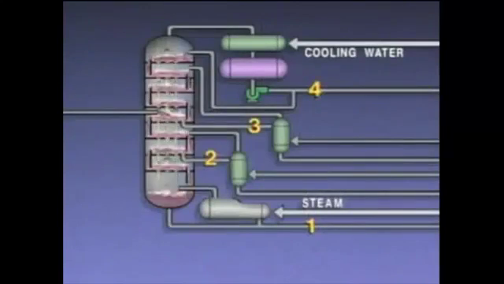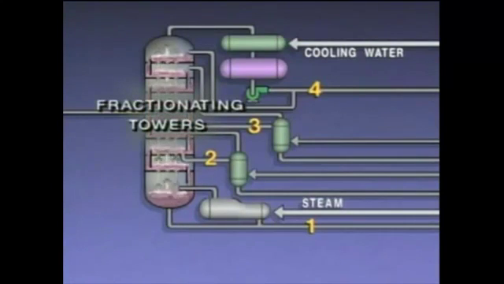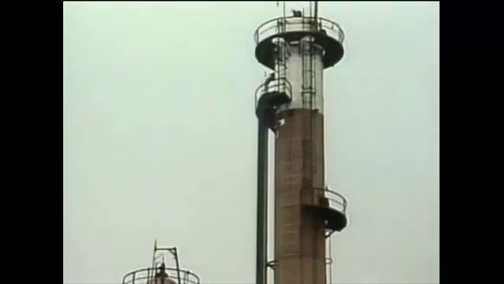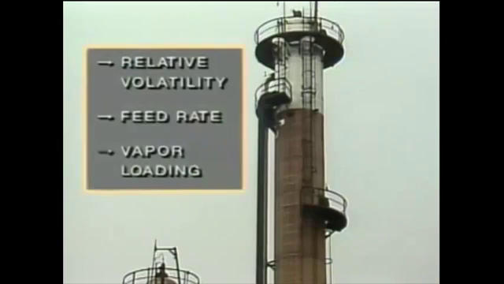The products or cuts obtained from the distillation process are sometimes called fractions. For this reason, distillation towers are sometimes called fractionating towers or fractionators. The physical dimensions of distillation towers may be different. In general, they are most affected by three main factors: the relative volatility of the feed components, the feed rate, and vapor loading.